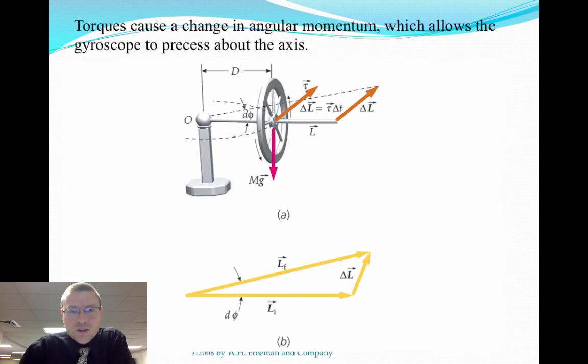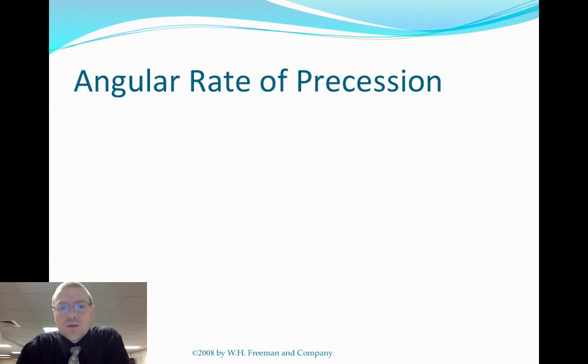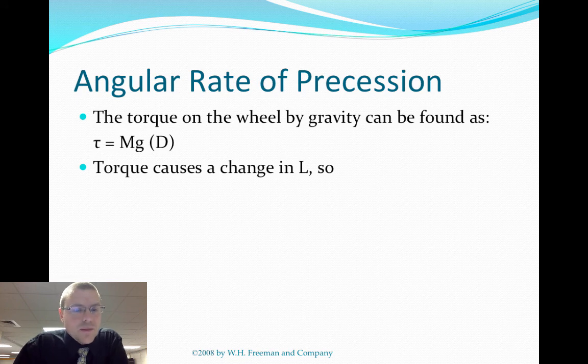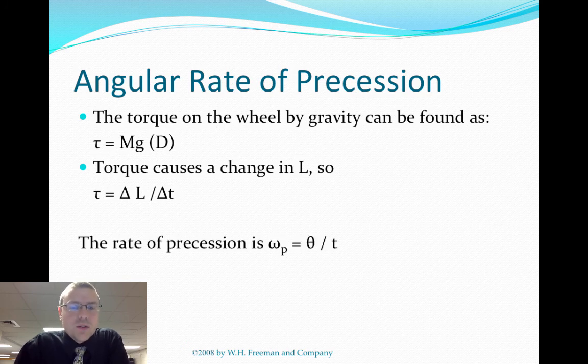So this is where we started to try and solve for the rate at which the wheel precesses around a circle. To solve for the rate of the angular precession, I need to know the torque of the wheel being caused by gravity. So that means I need the weight of the wheel multiplied by the distance from the pivot. Since torque causes a change in angular momentum, I can write torque equals change in L over time. And we want to solve for that rate of precession. So we want to solve for the angle that the wheel precesses around the circle as time goes on.